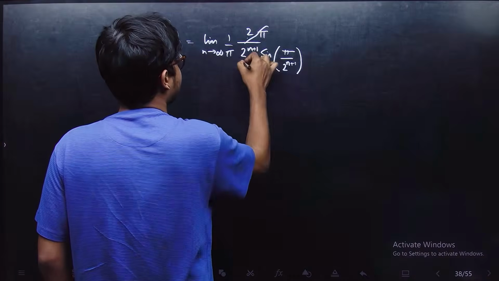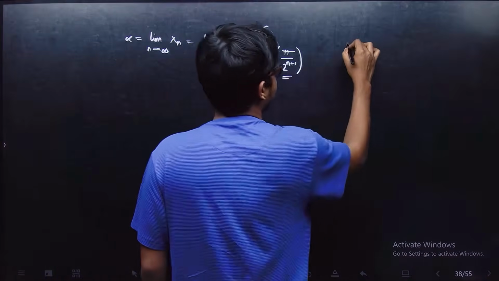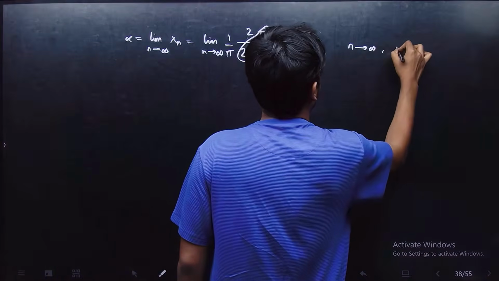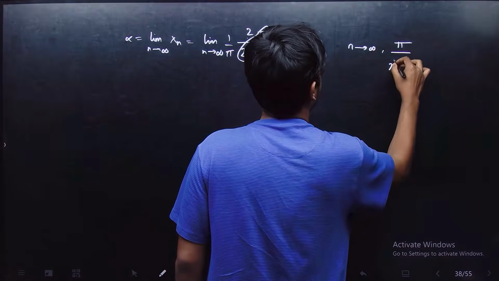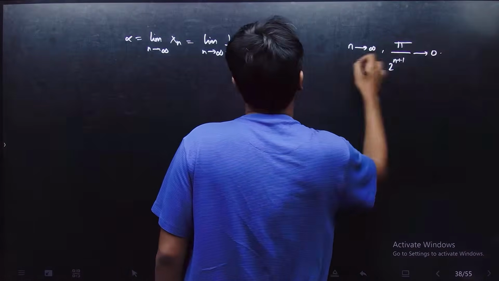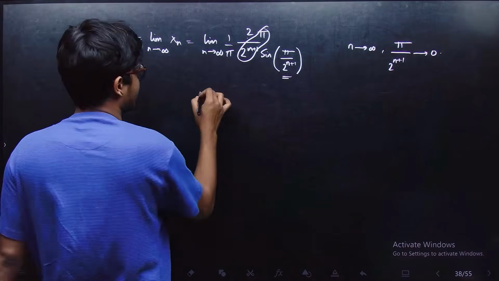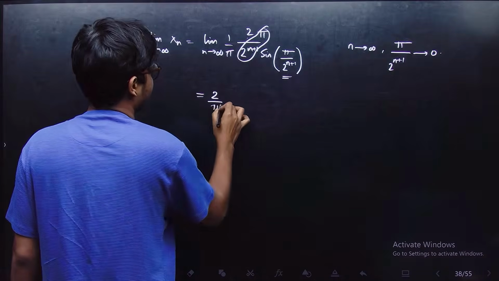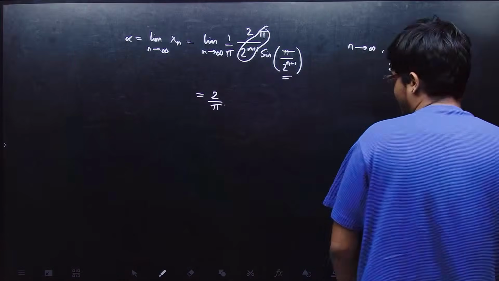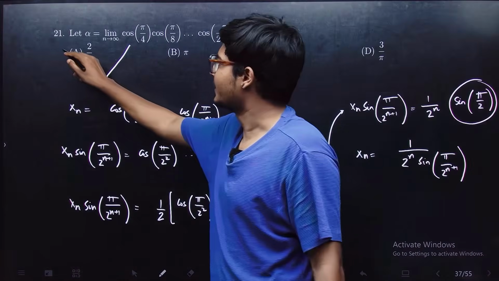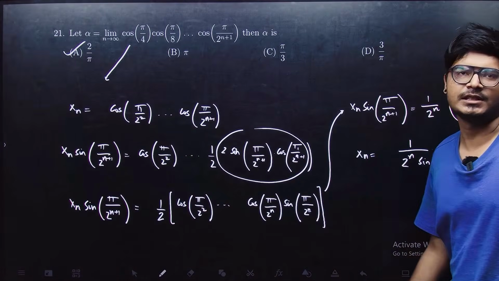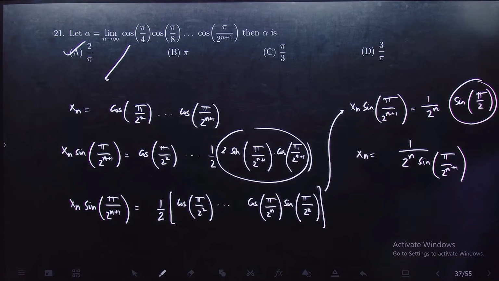So now this is precisely this, right? And as n goes to infinity, I know that pi by 2 power n plus 1 is going to approach 0. So sine h by h as h goes to 0 is 1. So what are we left with? This 2 by pi. So this alpha is nothing but 2 by pi. So the right answer is option A. Clear? So that's question 20 for us.